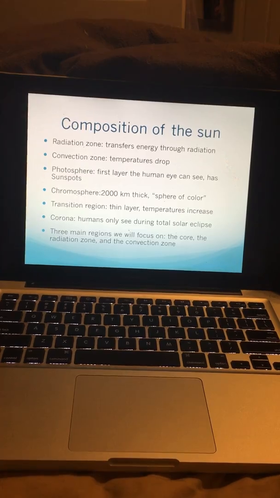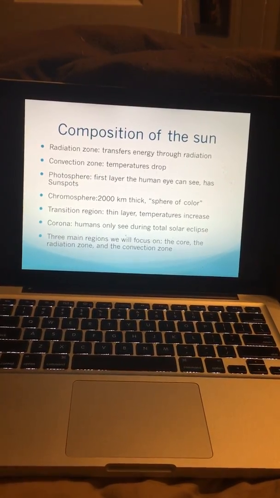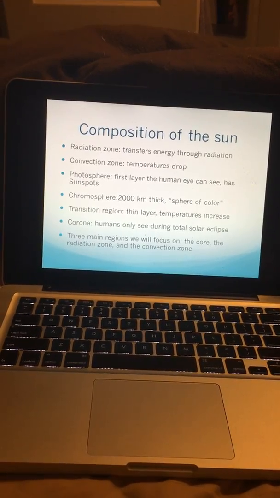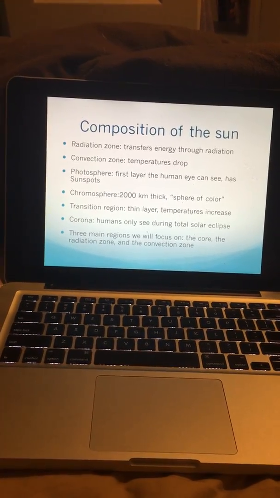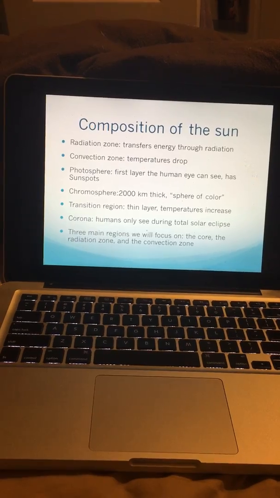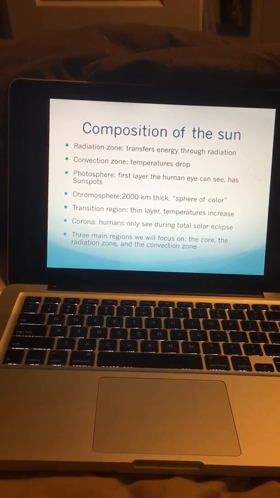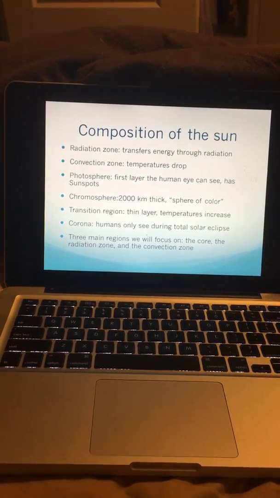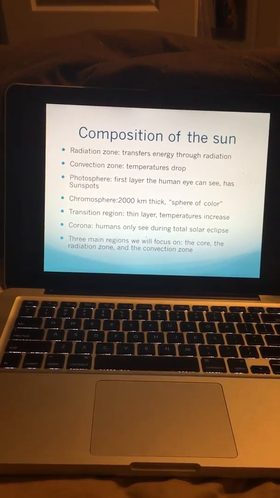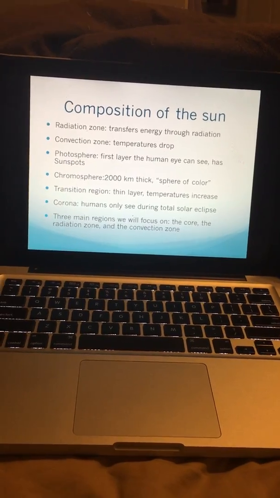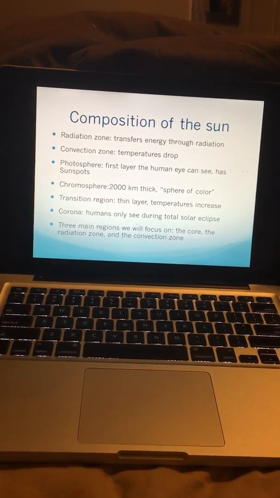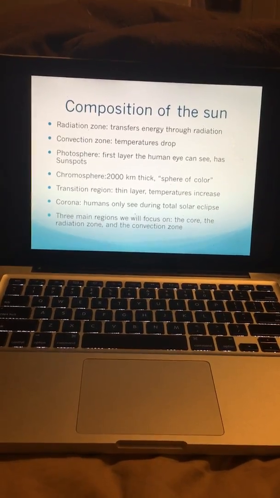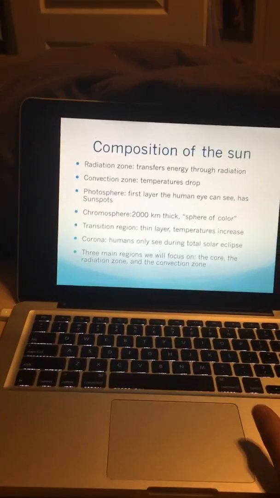We then have the transition region, which is a rather thin layer in which temperatures begin to drastically increase. Finally, the corona, the outermost layer of the sun, is a thin layer in which humans can only see during a total solar eclipse. The 3 main regions to focus on are the core, which is 1/4 of the sun, the radiation zone, almost 1/2 of the sun, and the convection zone, which is about 3/10 of the sun. These 3 areas, as stated above, make up the majority of the sun's composition.